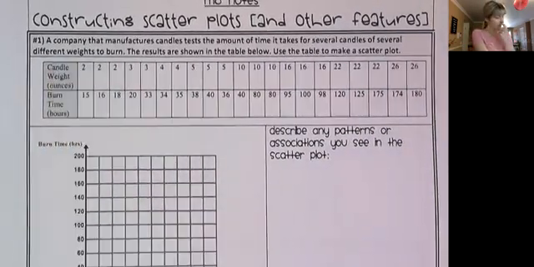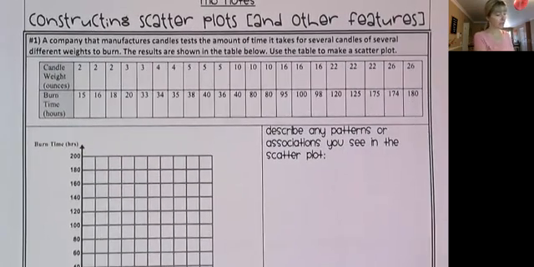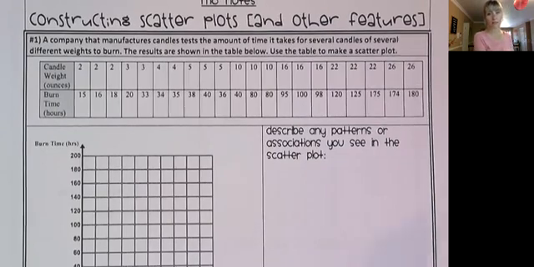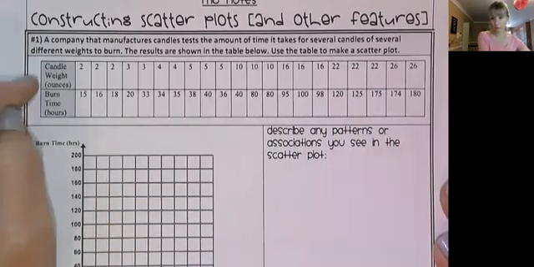So number one says, a company that manufactures candles tests the amount of time it takes for several candles of several different weights to burn. If you take a candle and you light it, it's not going to burn forever. It'll eventually melt all the way down to the bottom and then stop being a candle. So they took the weight of the candle in ounces. How much does the candle weigh? And then they just let the candle burn and measured how much time before it burned out. And they compared those. So we have a table of information with our two variables on it.